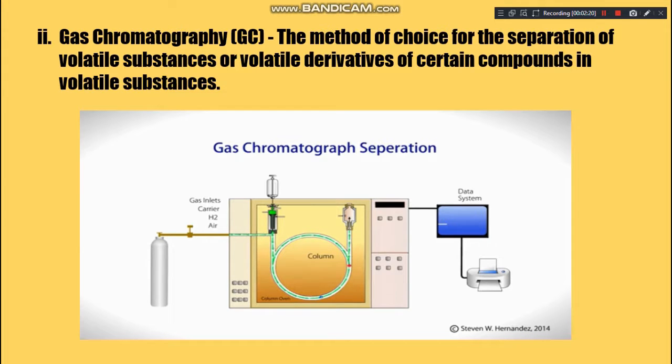Gas chromatography is the method of choice for the separation of volatile substances or volatile derivatives of certain compounds in a volatile substance. In GC, the stationary phase is an inert solid material impregnated with a non-volatile liquid. GC is sensitive, rapid, and reliable. It is frequently used for quantitative estimations of biological materials such as lipids, drugs, and vitamins.